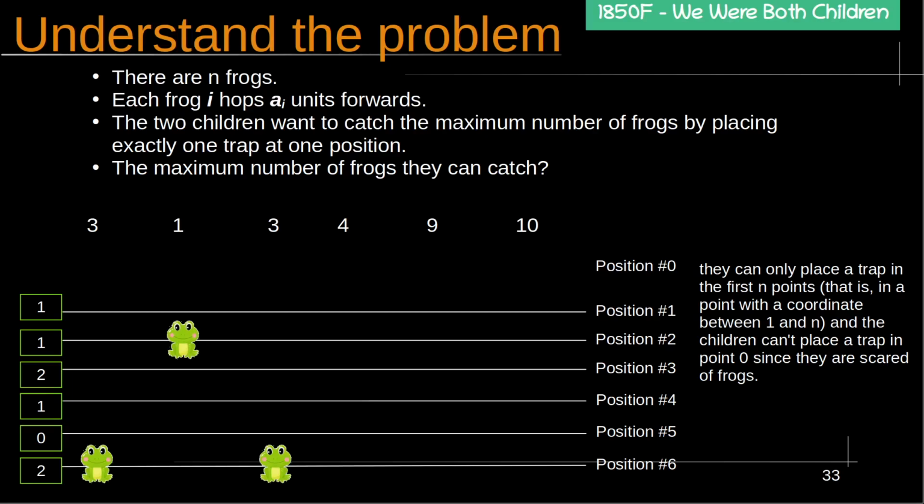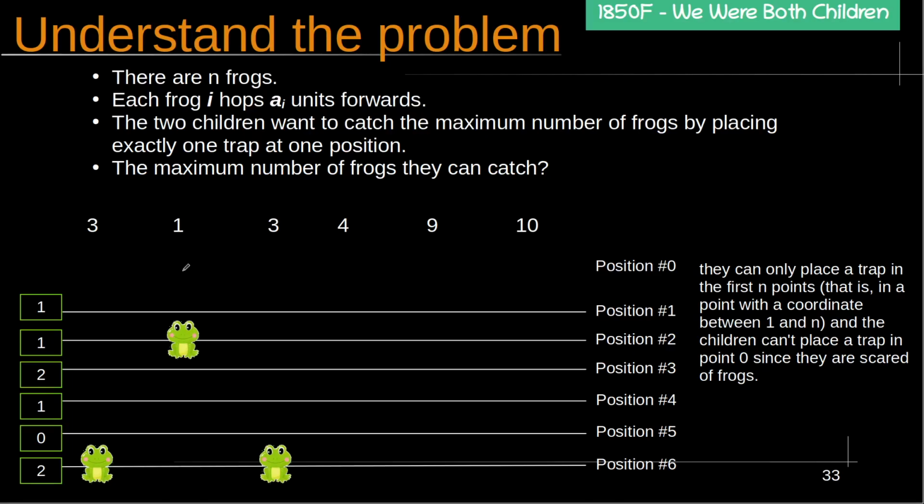So for this round, after round 1 and round 2, if they place a trap at position 1, they can catch only 1 frog. If they place a trap at position 2, they can catch 1 frog. If they place a trap at position 3, they can catch 2 frogs. At position 4, just 1 frog. At position 5, no frog to catch here. And at position 6, 2 frogs.